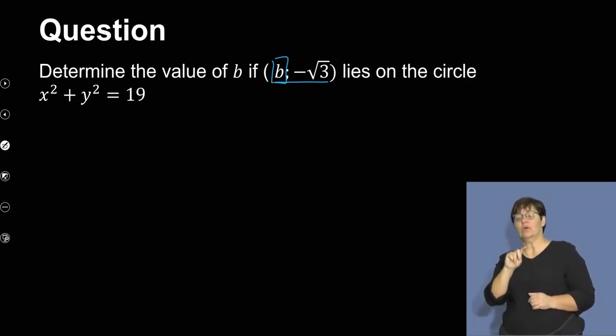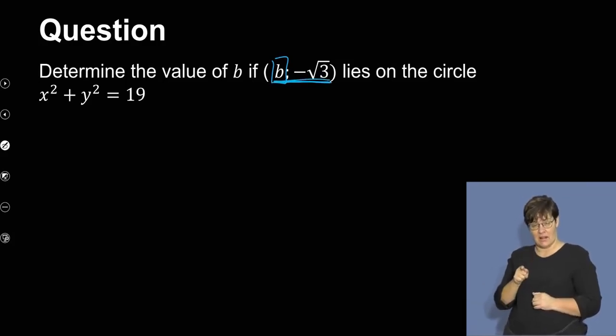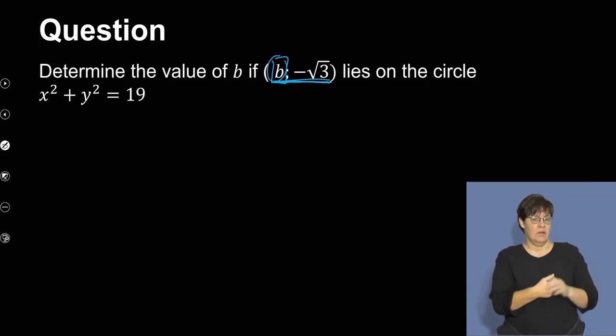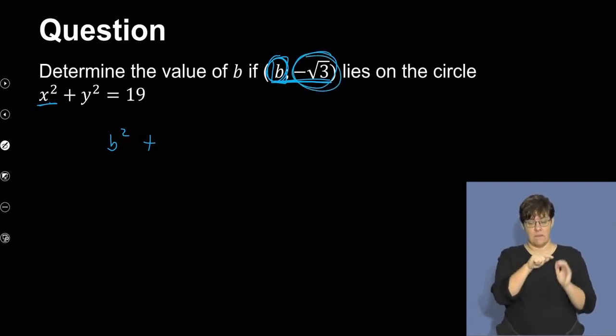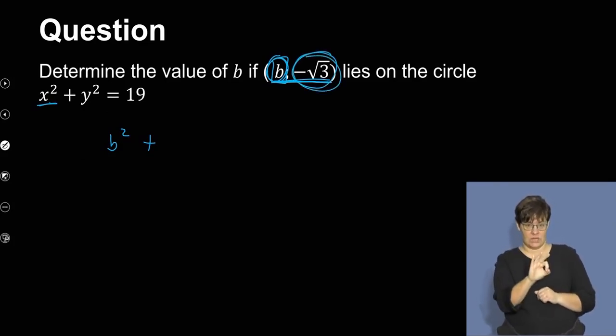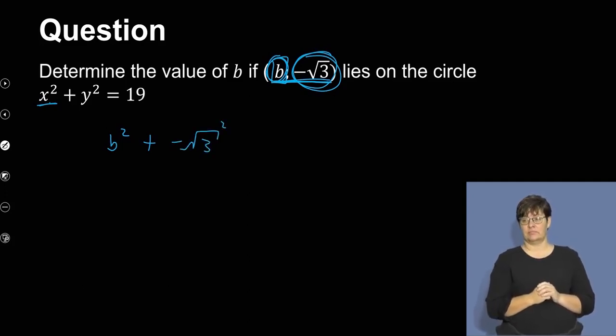And so let's do this. They tell me that this is a point on my graph. So this is the x value. So let's put that into the x value here. So what am I going to get? I'm going to get b squared plus minus root 3 is my y value, and so I'm going to do that squared. And I know that that is true.